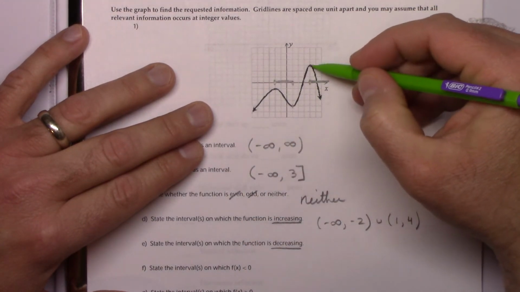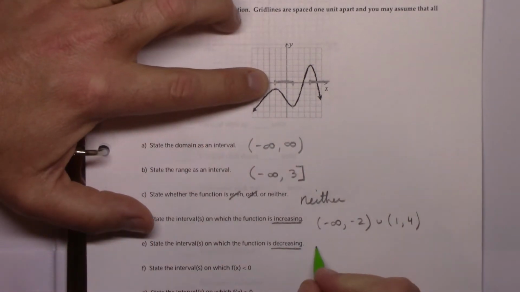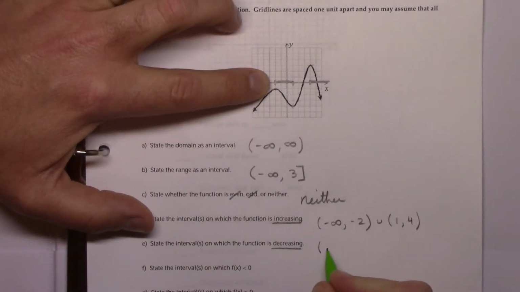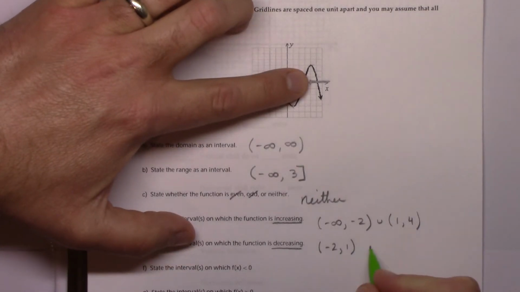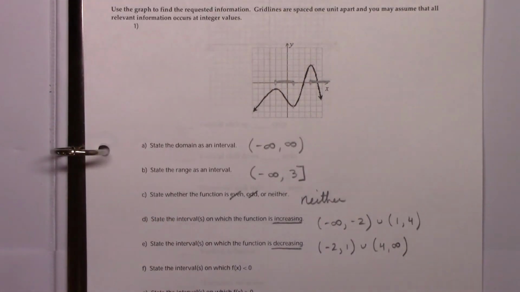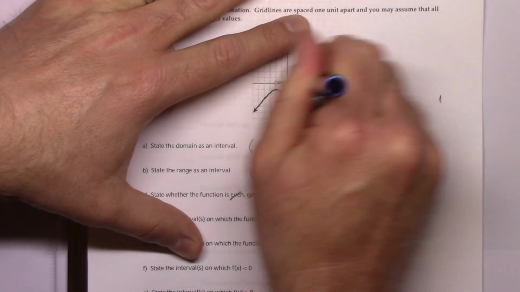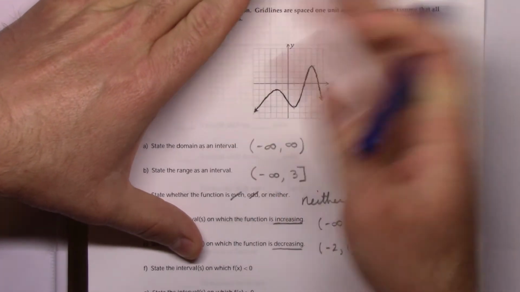From here over, the graph is going down. So those intervals, again, open intervals, use the parentheses, are -2 to +1, and then from 4 to infinity. And so there we've identified when this function is increasing and when it's decreasing. So I'm going to go ahead and erase those marks, and we're going to move on to the next question.